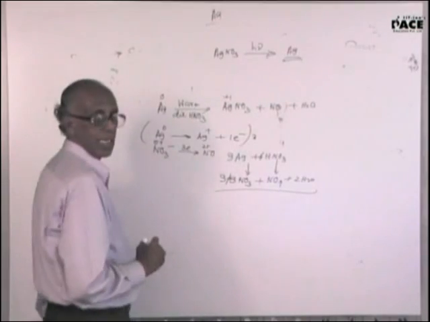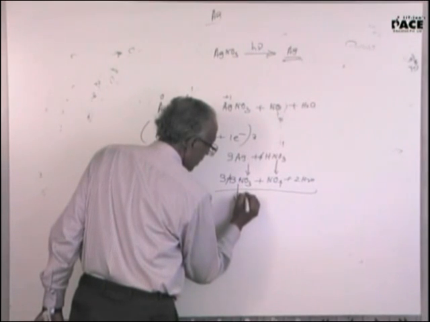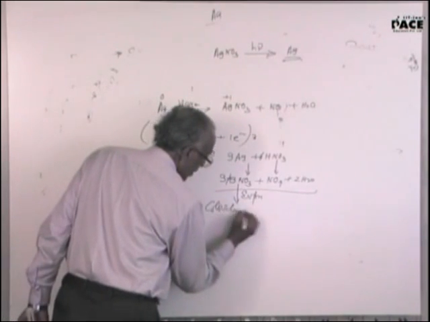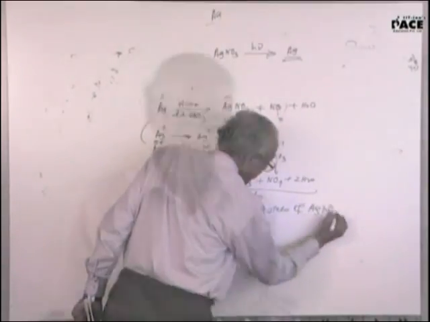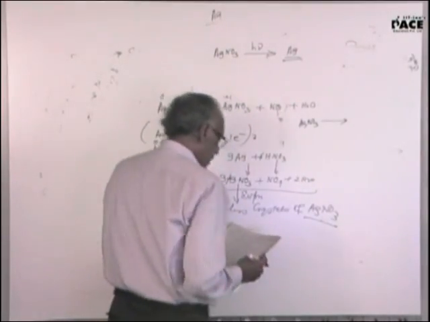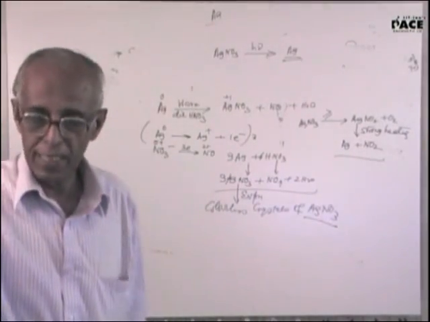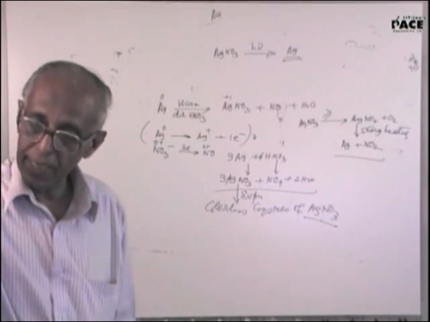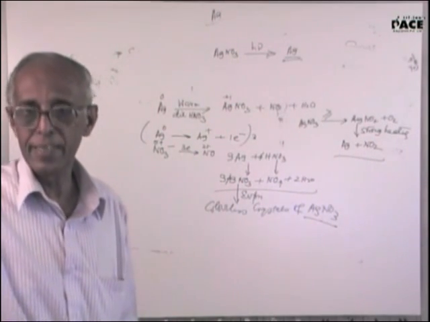Nitric oxide is a colorless gas. It goes out, and when you crystallize, on evaporation, you get colorless crystals of silver nitrate. Silver nitrate, if I gently heat it, will convert into silver nitrite and oxygen. But if I heat it strongly, it will give silver, nitrogen dioxide and oxygen.